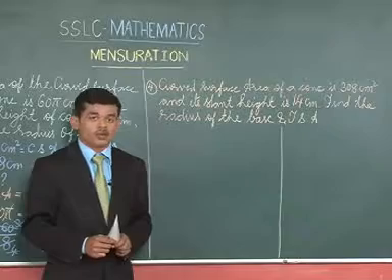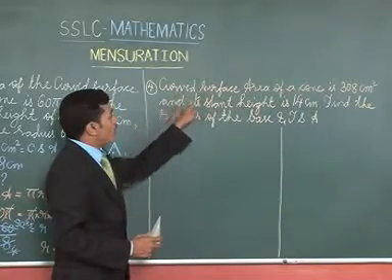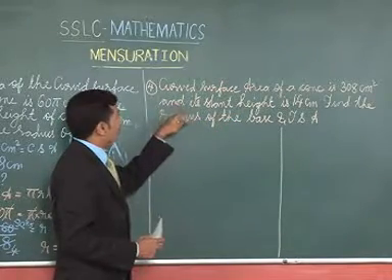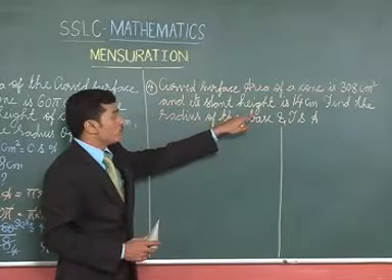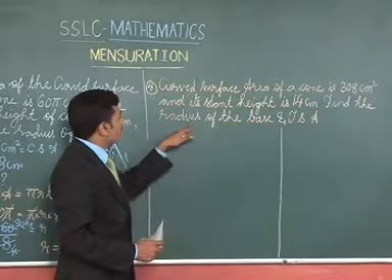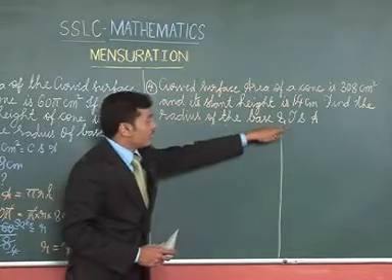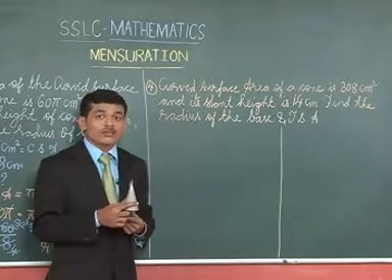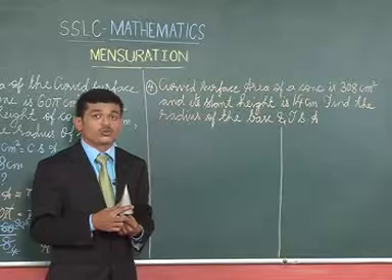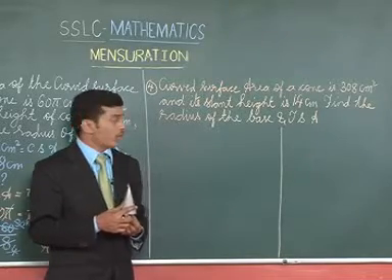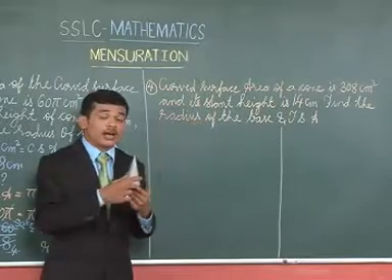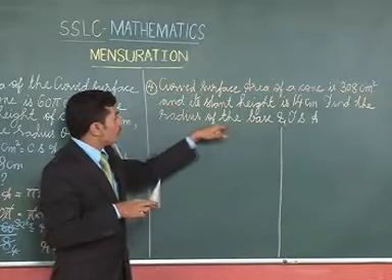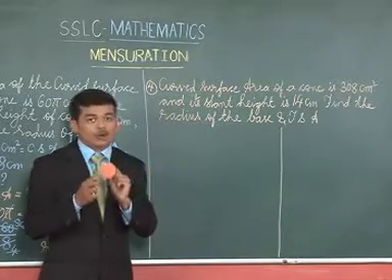Now, let us read the problem. The curved surface area of a cone is 308 centimeters square and its slant height is equal to 14 centimeter. Then, find the radius of the base and TSA. So, now we are given a cone with the curved surface area that is equal to 308 centimeters square. And they have also given the slant height of this cone that is equal to 14 centimeter, and we are asked to find out the radius of the base of the cone.